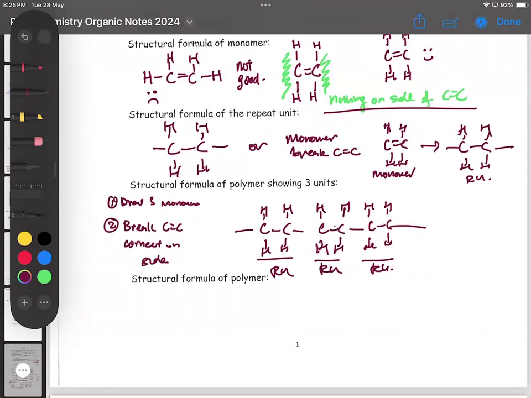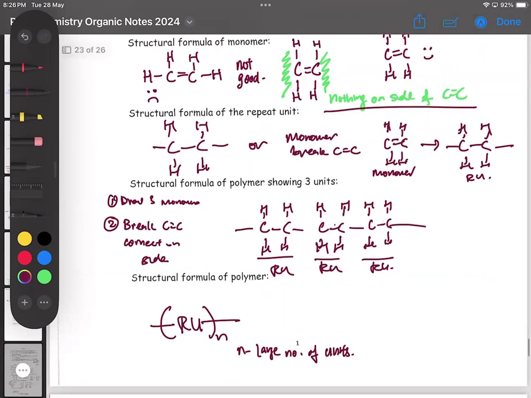Okay, and the last one for the polymer. If the question did say 3 units, but asks us for the polymer, then what should we do? Okay, so in this case, all you need to do is to use the repeat unit and put an N here and say N represents a large number of units, which means in this case, we just need to draw a bracket with N times. We do not know how many N there are, how many sets there are. All we know is that this is a large number of units.